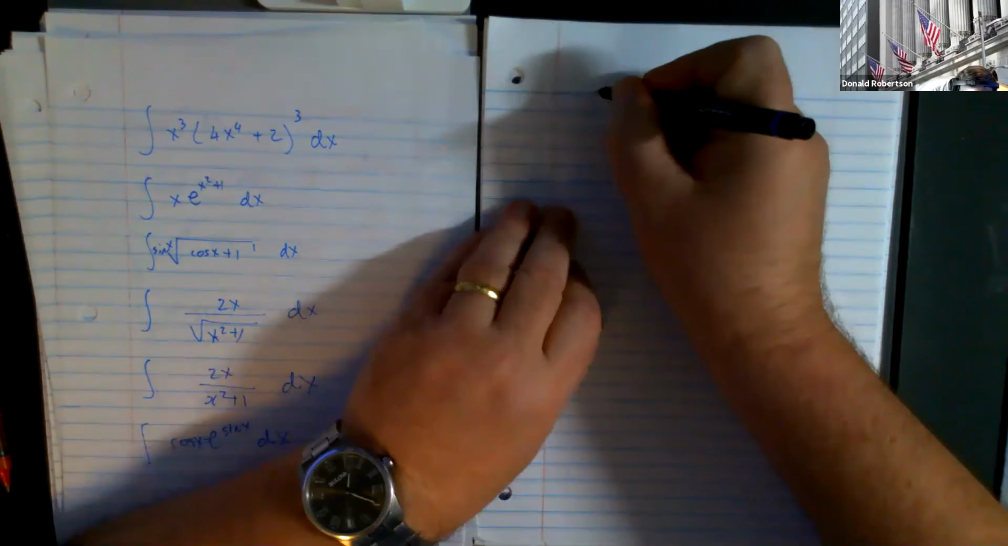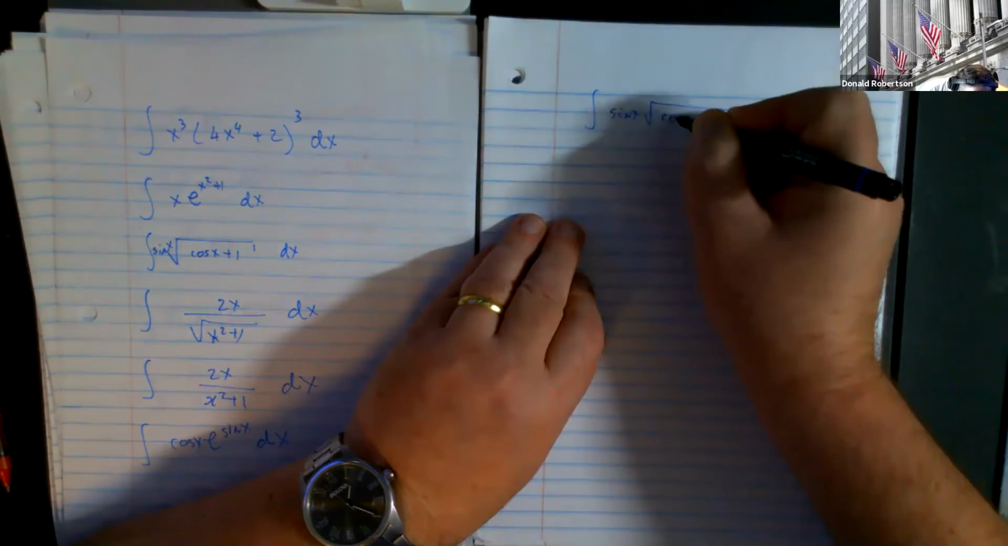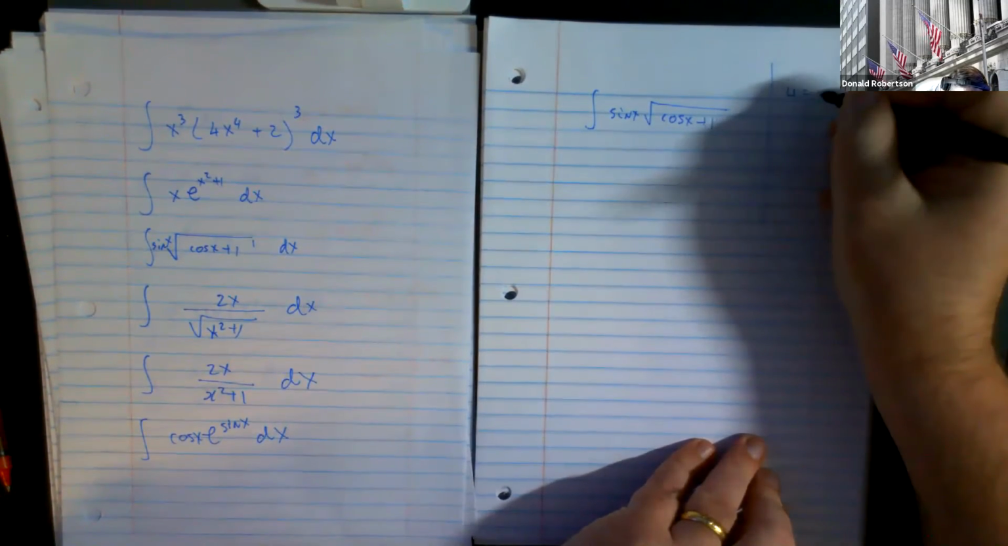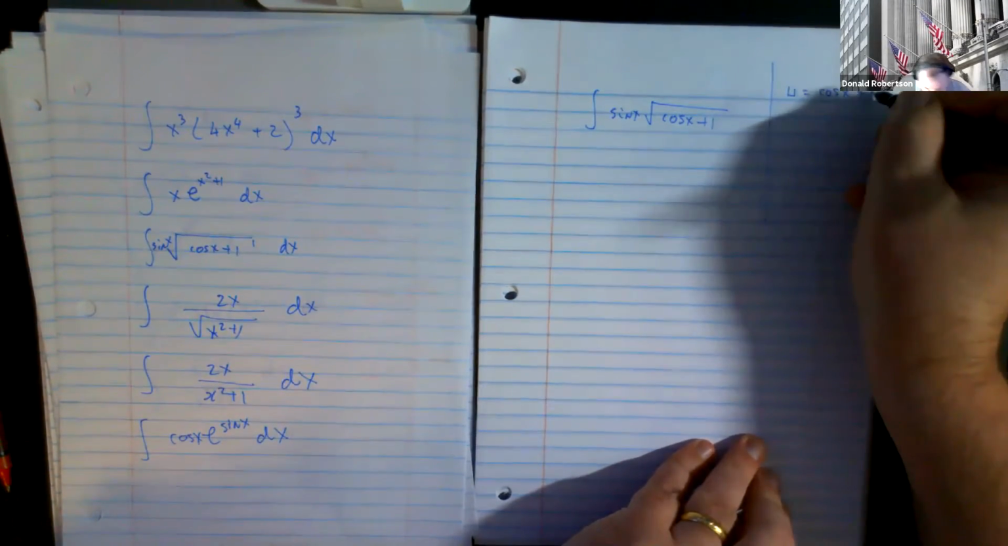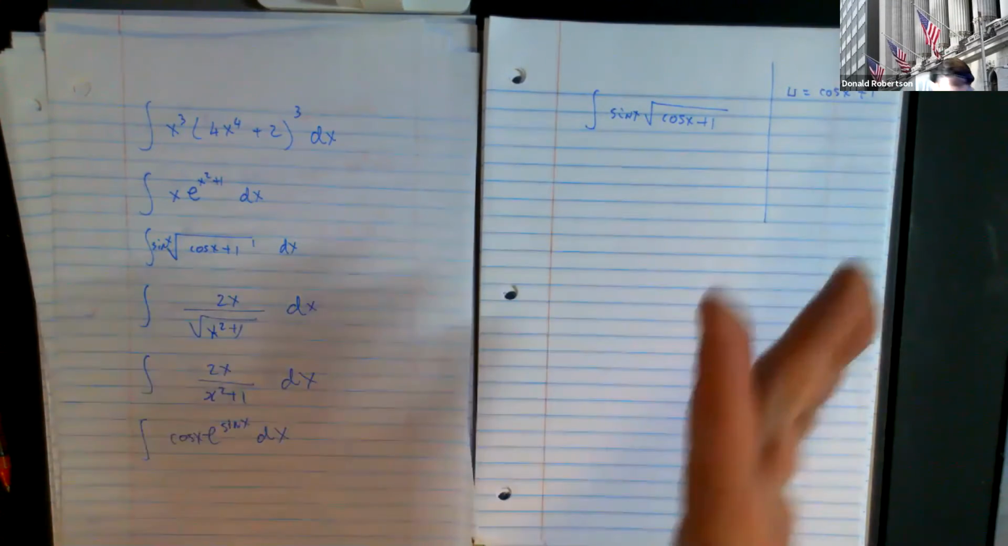So suppose you were going to find this guy, and you were saying your u sub is cosine x plus 1. I typically do my u subs as a little line at the side. That's kind of how I write it down.